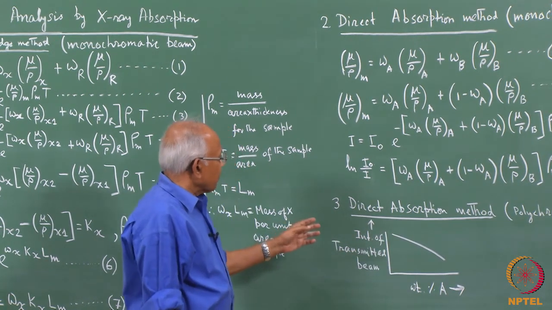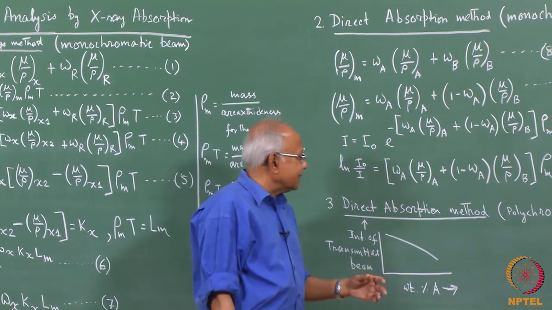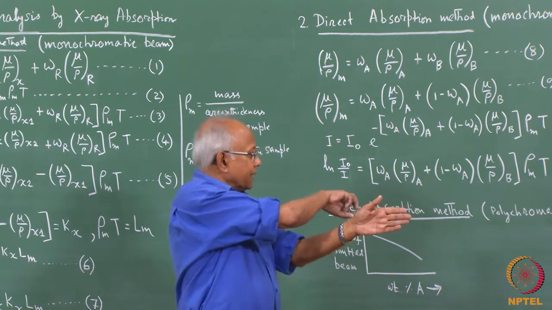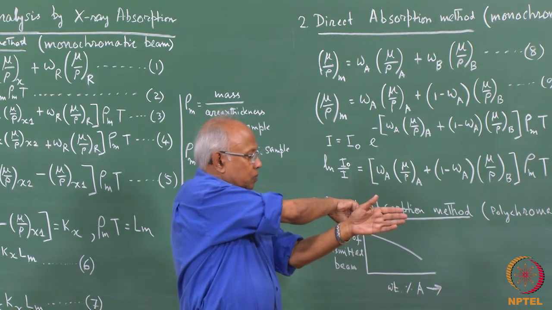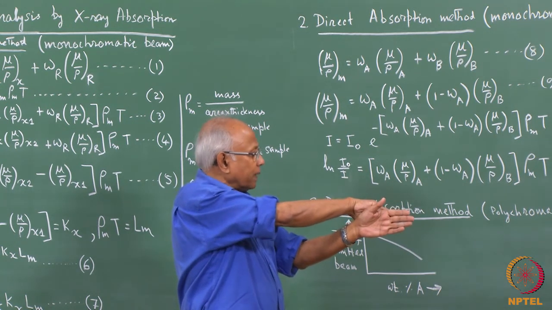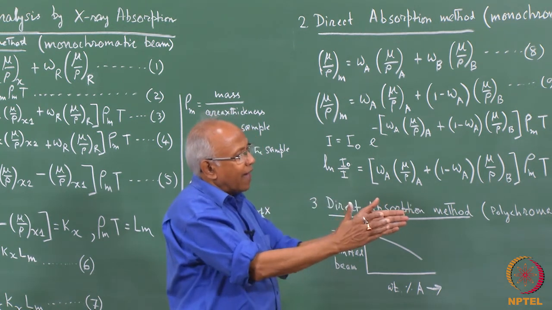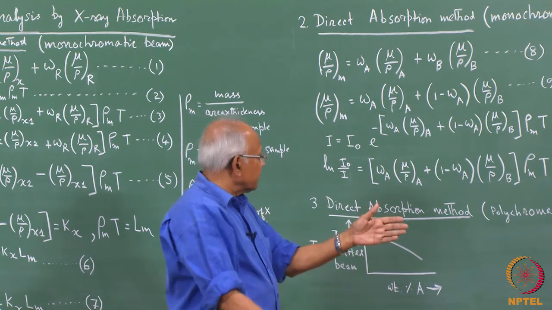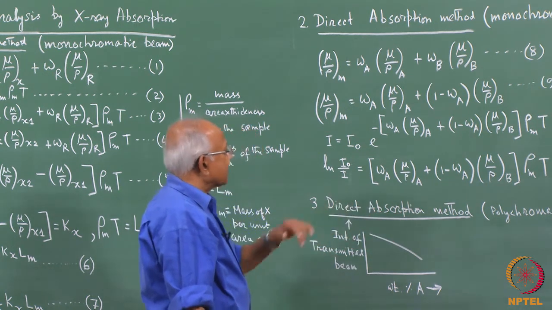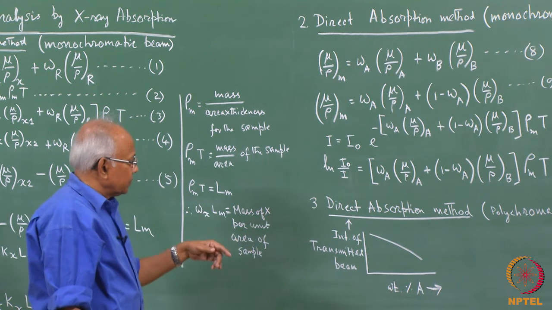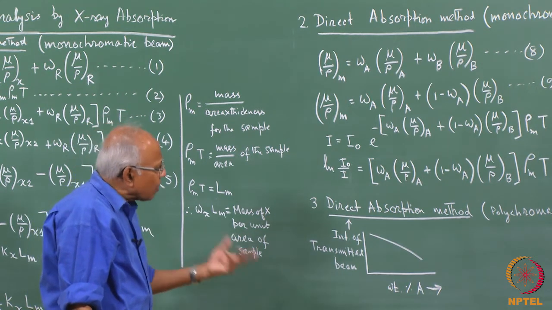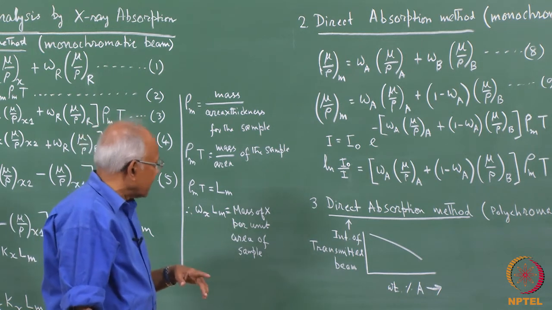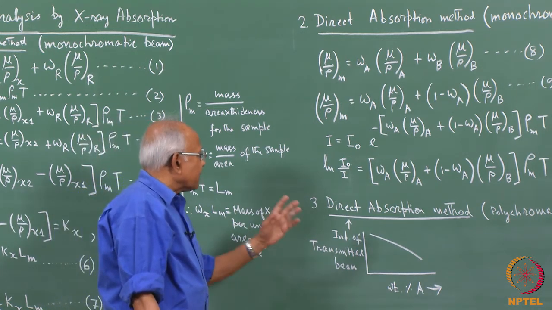In fact, the setup in this case is we put the sample, and allow the polychromatic beam to fall on the specimen from the X-ray tube. On the other side, we have the counter to record the transmitted beam. So, in this case, where we cannot find out which particular wavelength is getting transmitted, we do it in a different way.